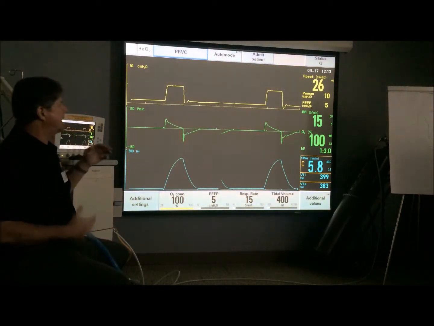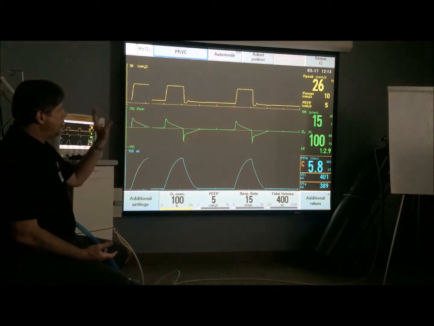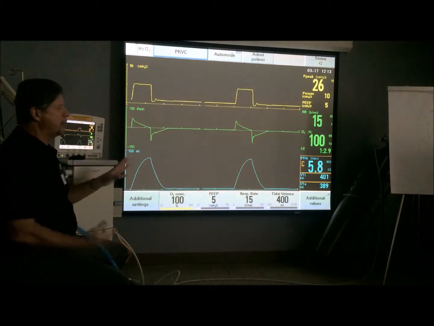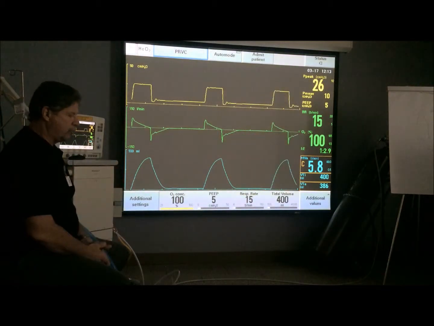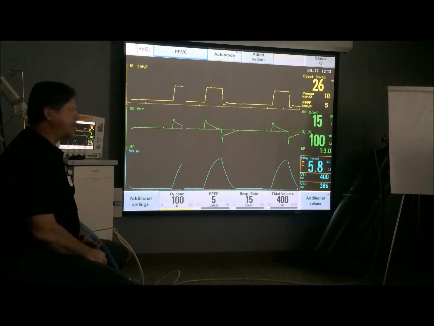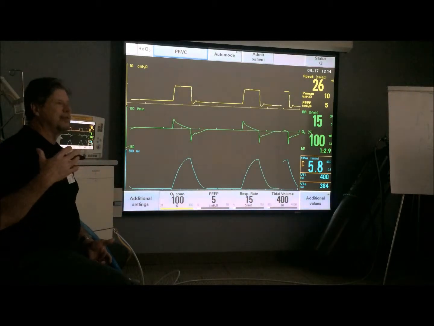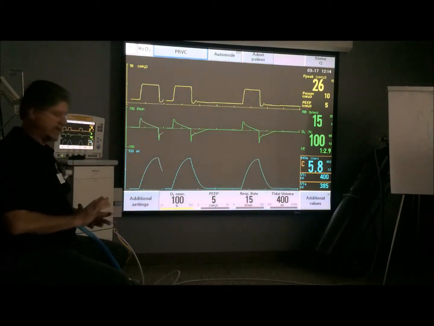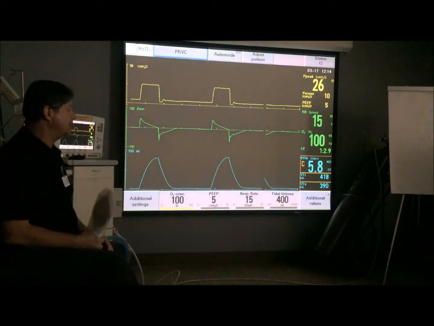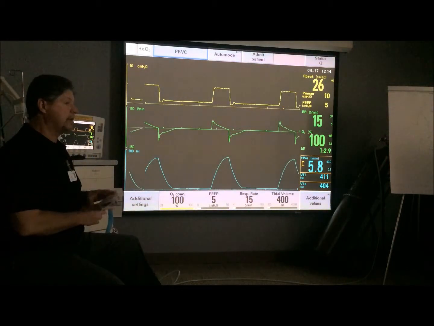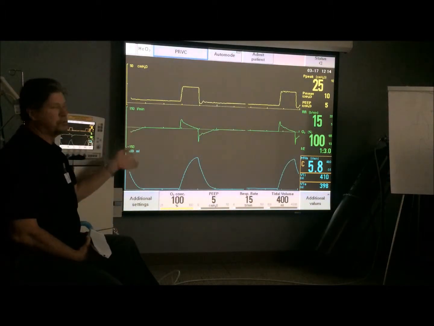Now, the one thing that we've learned over the years in terms of using PRVC or any other volume targeted mode, it works well to maintain a particular volume in those patients that are not rambunctious, not working hard with the ventilator, not interacting hard with the ventilator. It also works well when you're not restricted to a low tidal volume strategy. But in the event that you're restricted by policy or protocol to a low tidal volume strategy, or your patient is somewhat rambunctious in interacting significantly with the ventilator, PRVC becomes problematic.